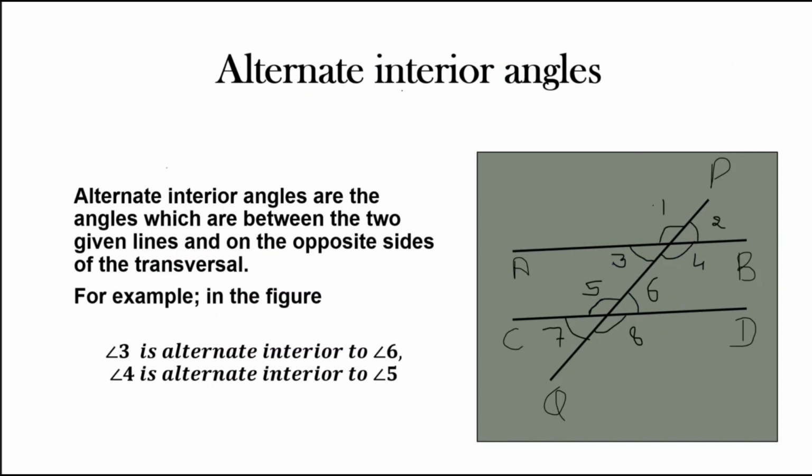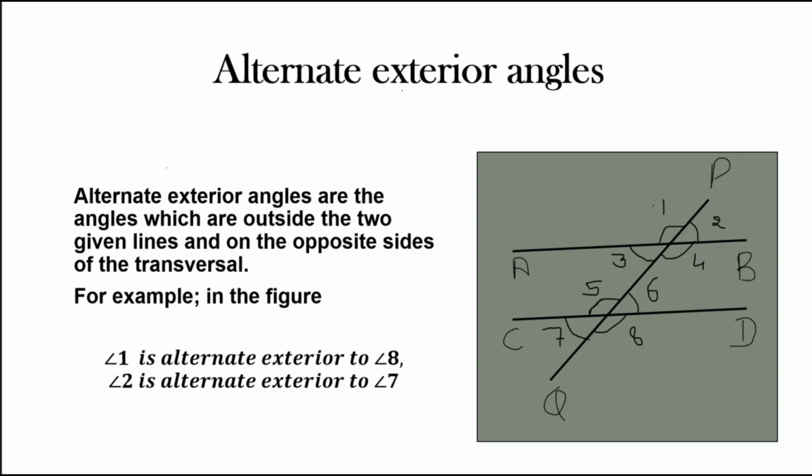Now moving forward, alternate exterior angles. What are they? Again, the meaning is hidden in the name itself. Alternate exterior means now we'll be dealing with the angles which are outside the lines. So it has to be angle 1, angle 2, angle 7 and 8. Right? So alternate exterior angles are the angles which are outside the given lines, because the word exterior is there. Secondly, alternate is there, so it has to be on the opposite sides of the transversal.